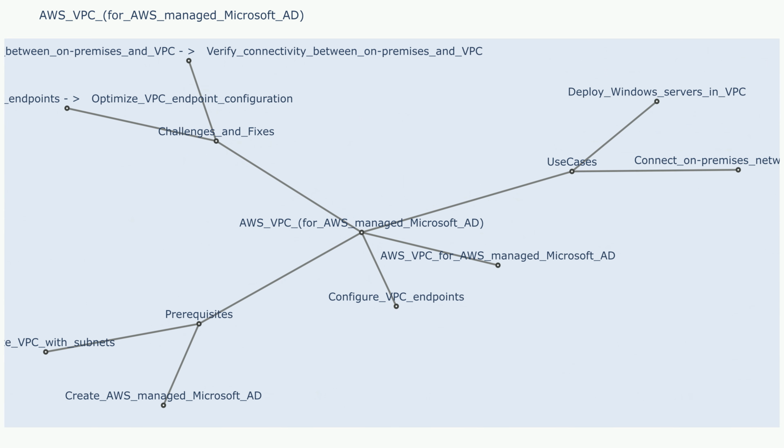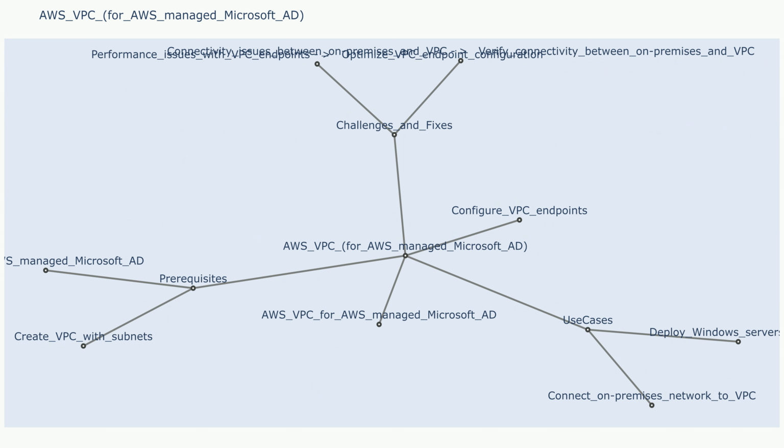Challenges and fixes: Connectivity issues between on-premises and VPC. Verify connectivity between on-premises and VPC. Ensure that the VPN connection or Direct Connect connection is established correctly. Also, check the firewall rules on both the on-premises network and the VPC to ensure that traffic is allowed.